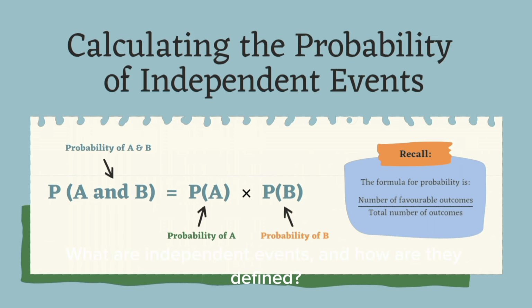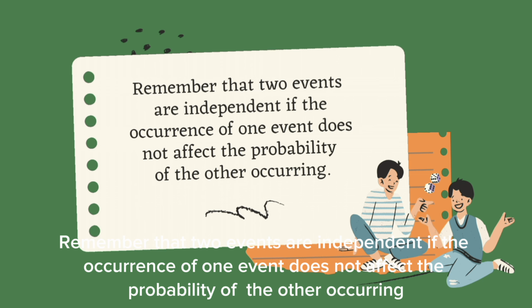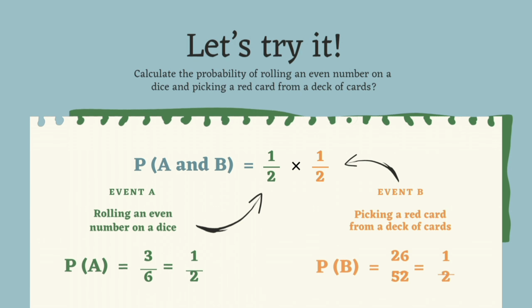What are independent events, and how are they defined? Remember that two events are independent if the occurrence of one event does not affect the probability of the other occurring. Let's try it. Calculate the probability of rolling an even number on a dice and picking a red card from a deck of cards.